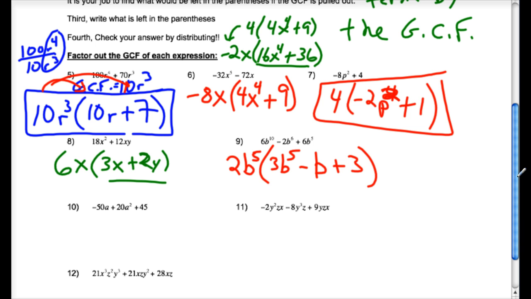How do you know if it's prime? Is there anything else you can take out of it? Is there a greatest common factor of the 3 pieces in the parentheses? That's what means it's prime. It can't be factored anymore.